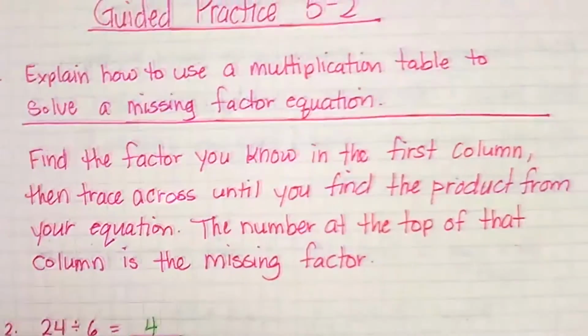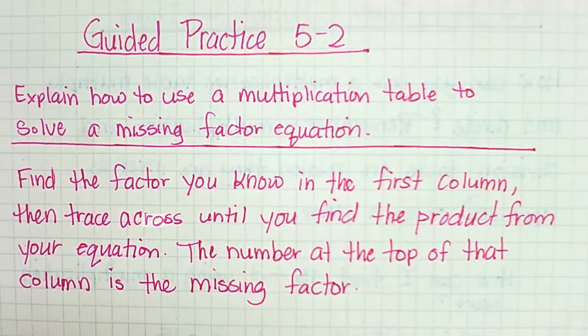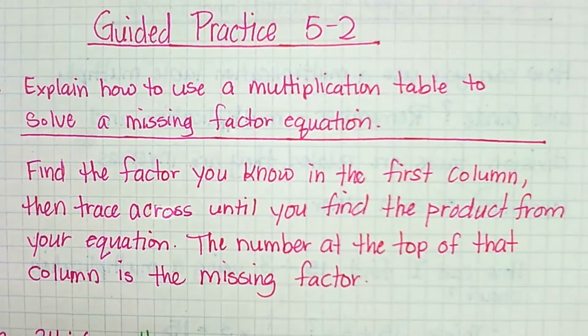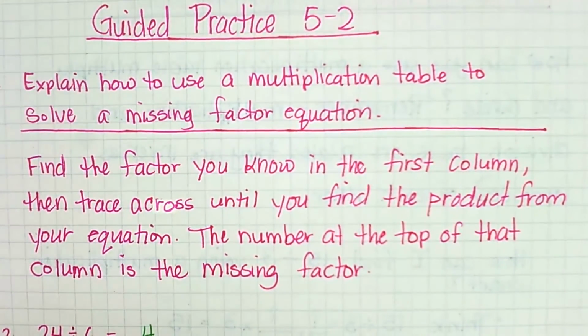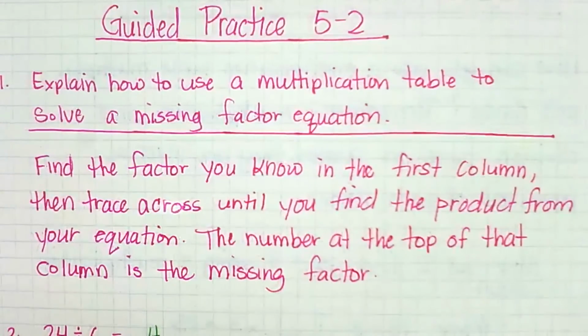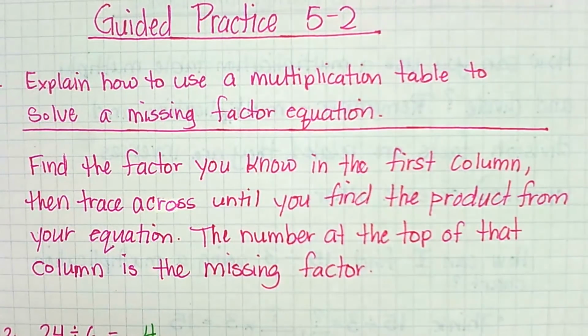Now let's go ahead and take a look at our guided practice for this lesson. The first question says, explain how to use a multiplication table to solve a missing factor equation. So when you have a missing factor, you're looking at a division equation, or something times a number is equal to whatever your product is. You can reverse that by saying your product divided by the factor that you have is equal to your missing factor.